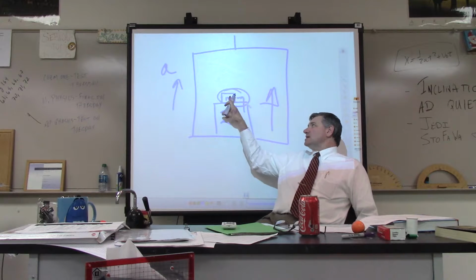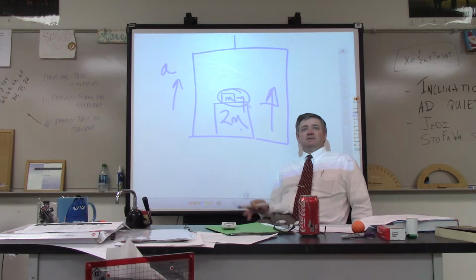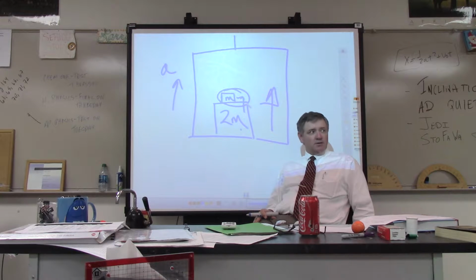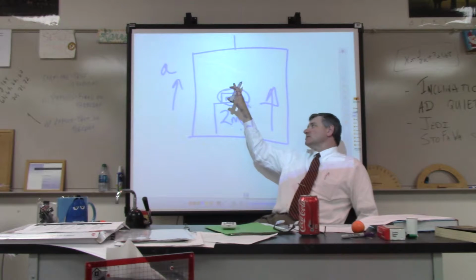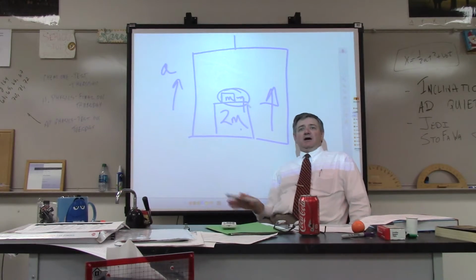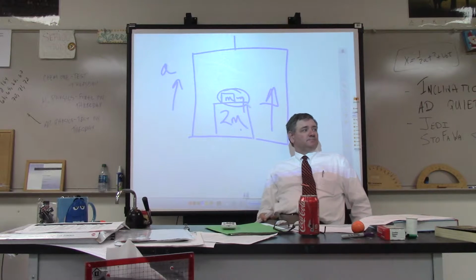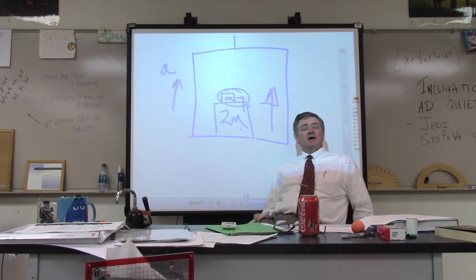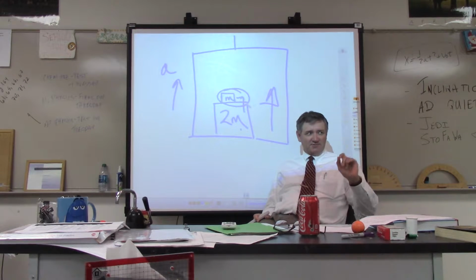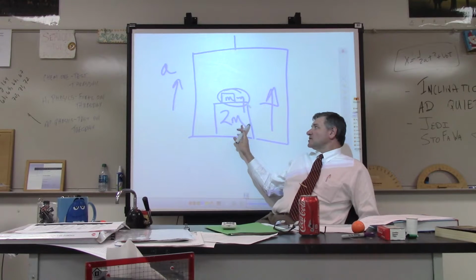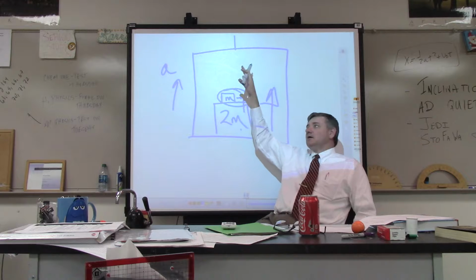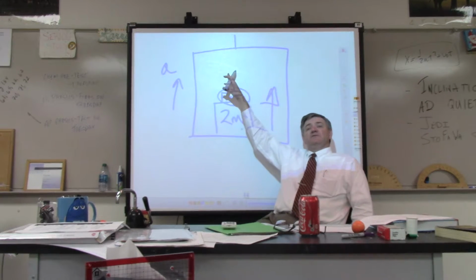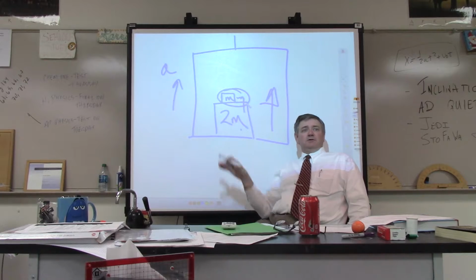Now, does the m box exert a force on the 2m box? Yes. Which is the greater force, the 2m box on the m box or the m box on the 2m box? Are they equal? Because of Newton's law, how about the third? The third. So the 2m box has to exert an upward force on the m box. But by Newton's third law, the m box has to exert an equal and opposite force on the 2m box.